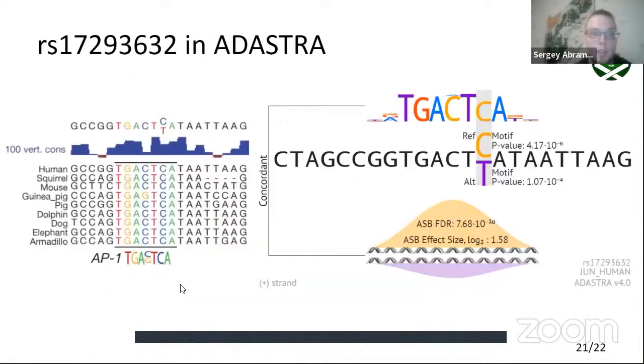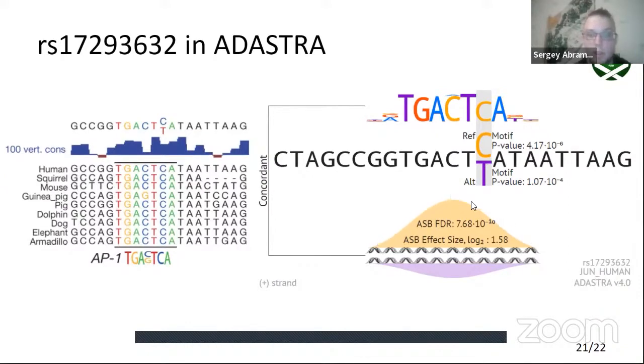And if you look at the comparison of motif predictions shown on the top and Adastra data on the bottom, we can see that the motif predictions are the same as the authors'. So the transcription factor prefers to bind to the reference allele because the motif p-value is lower. And the same stands for Adastra data.